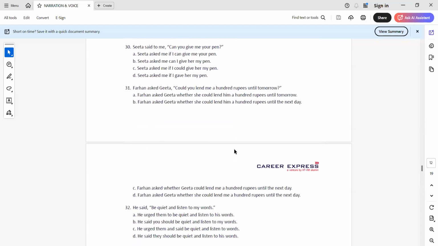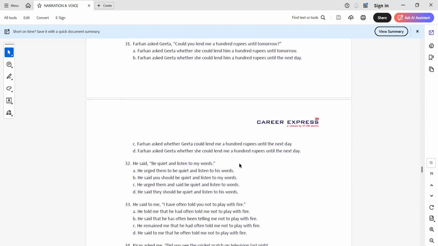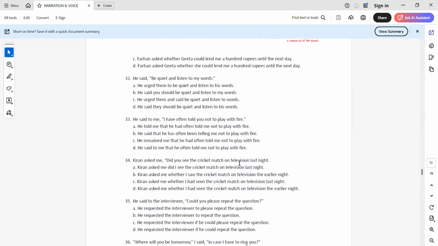Sita said to me, "Could you give me my C1?" Sita asked me if I could give her my C1. Correct. Farhan asked Sita, "Could you lend me 100 rupees until tomorrow?" Farhan asked Geeta whether she could lend him 100 rupees until the next day. B for Bombay. Yes, correct.